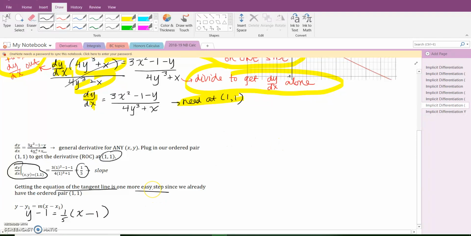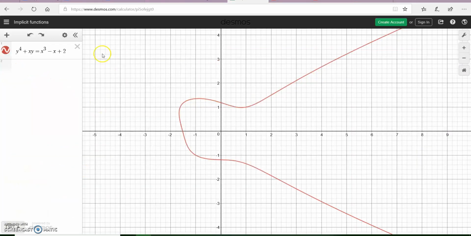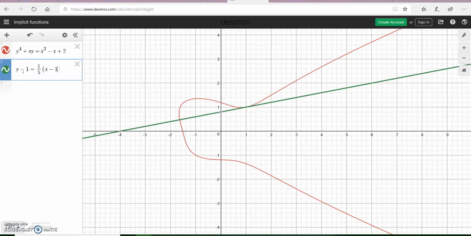Now, in order to test if it's actually the right equation, what we can do is go to Desmos and plug it in and see if we actually get the same thing. This is the implicit graph on Desmos. I'm going to type in exactly what I got. So y minus 1 equals 1/5 times x minus 1. And there we go. There's our tangent line at (1, 1).